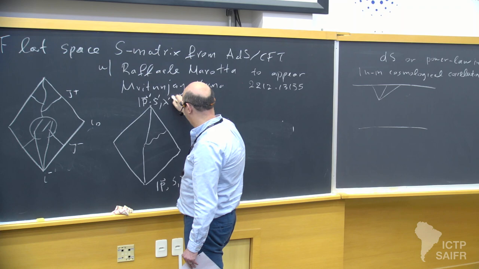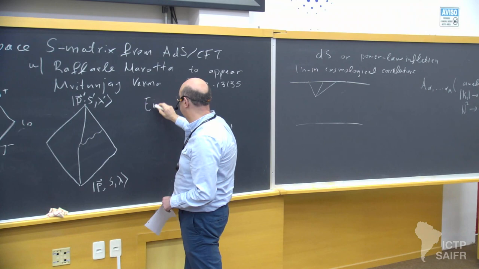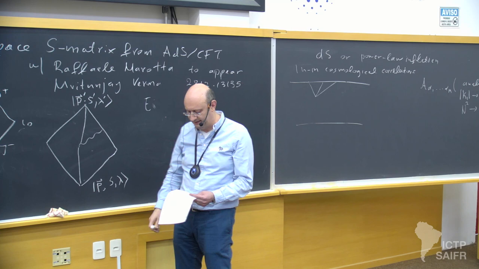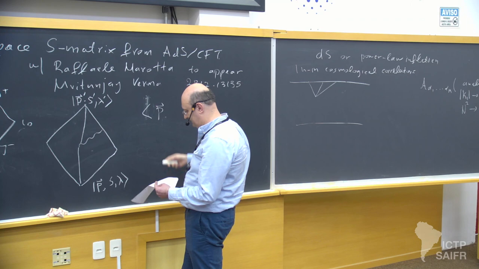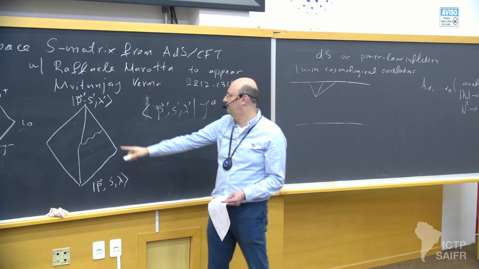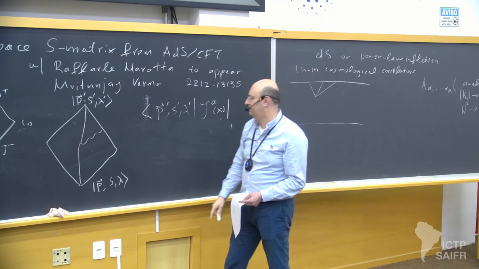And what we'd like, for instance, to compute is to understand the structure of that state by observing the radiation at infinity. So this would be obtained by computing the expectation value of the current at infinity sandwiched between the initial and the final state.